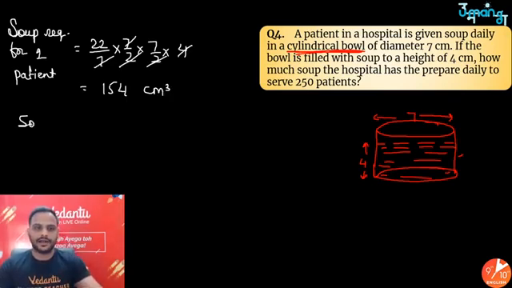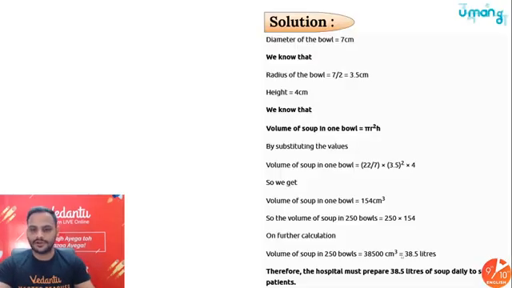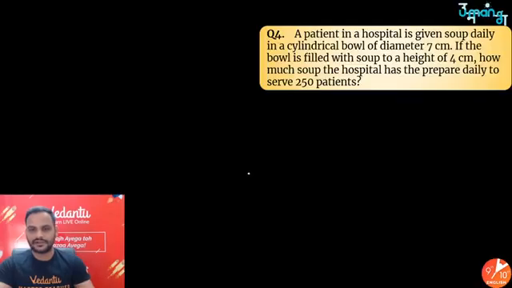So soup required for 250 patients will be equal to 154 into 250, कर लो खत्म question. So when you multiply this, what are you getting? Okay, you have got 38500 centimeter cube.